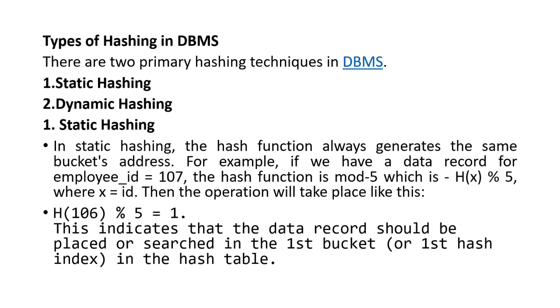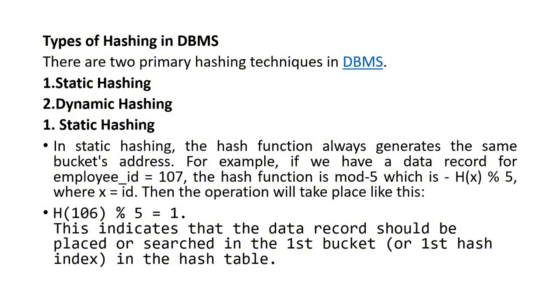And next, types of hashing. We generally have two types of hashing. The first one is static hashing and the second is dynamic hashing. Here today we are going to discuss purely static hashing. Static hashing is nothing but where we calculate the hash function. As the name suggests, static is a fixed one.